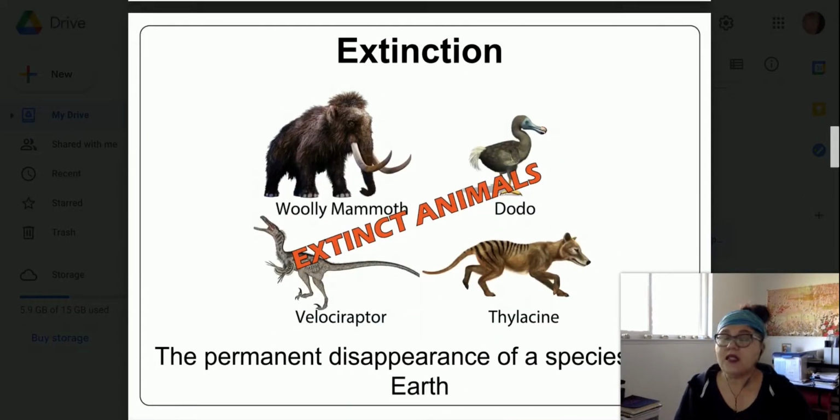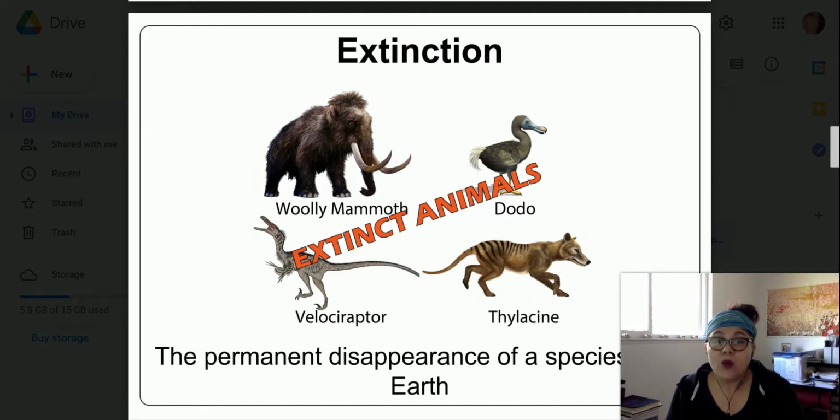Extinction. That means this is no longer living. It's gone forever. These are just some examples of animals that went extinct a long time ago. Right now, we are going through a mass extinction on Earth. We are going through our 6th mass extinction that we're aware of, where a large number of species are being killed off on planet Earth. And we are the cause of this latest extinction.